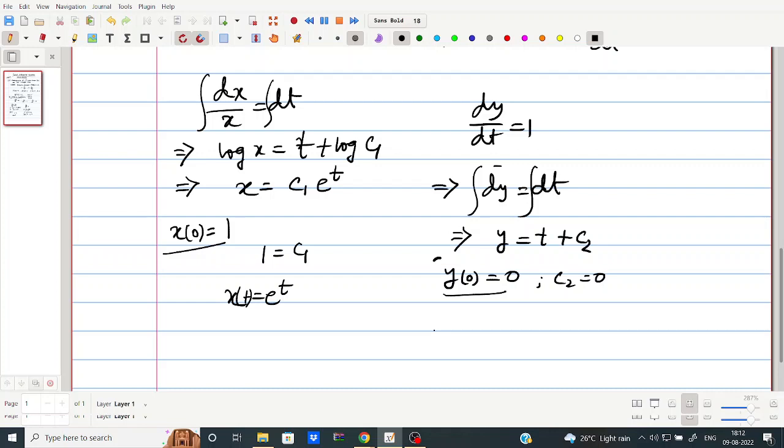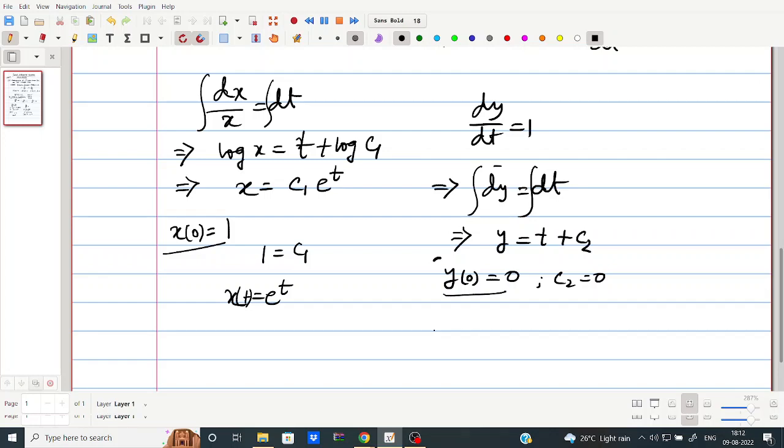So I took z of 0 equal to 1, so I get c3 equal to 1, so my z becomes only e power t. Now you can check that if I eliminate t from x(t) and y(t), what I get is x equal to e power y, right? That means y equal to log x. This is again the equation of a characteristic, but it is not a straight line. Y equal to log x is not a straight line, right?